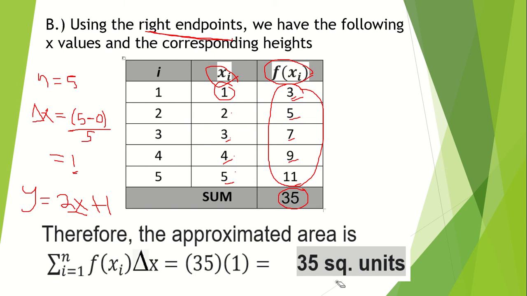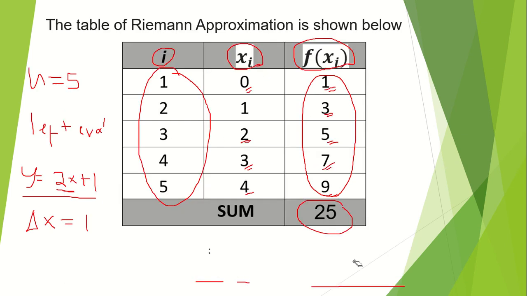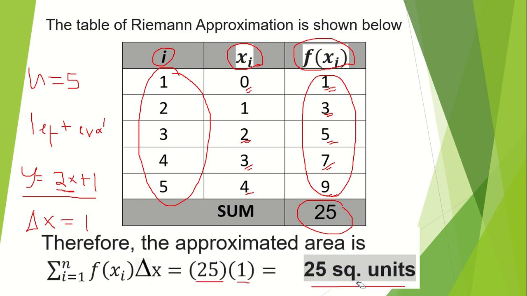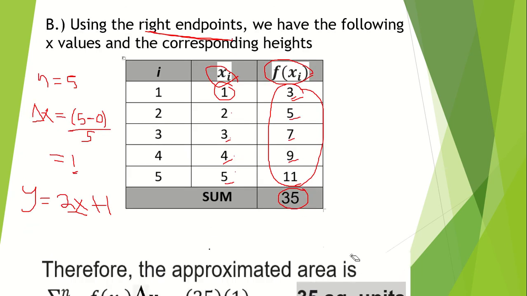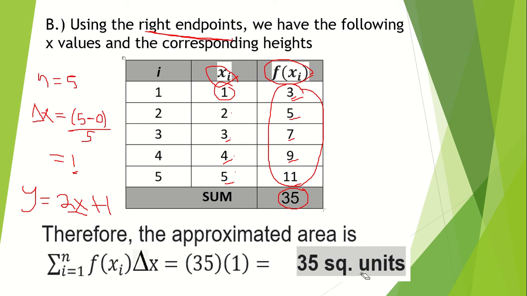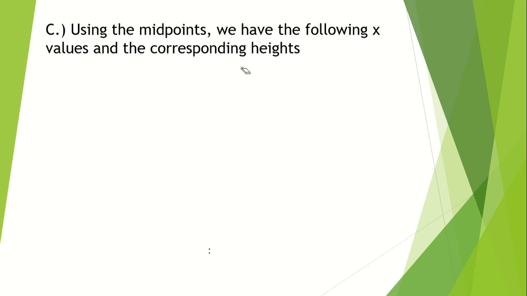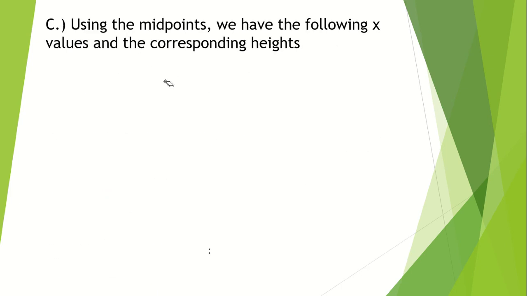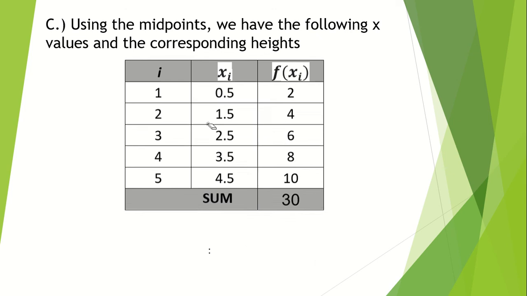So as you can see and observe, the area approximated using the left endpoint is 25, while for the right endpoint it is 35. Now for the third method, using the midpoint, we have the following x values and corresponding heights.